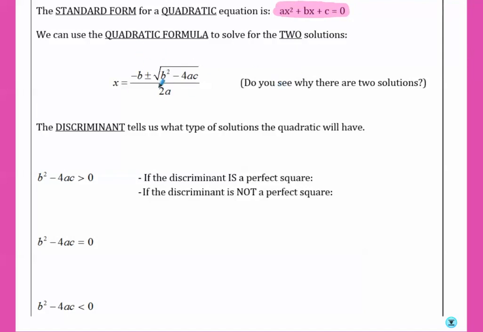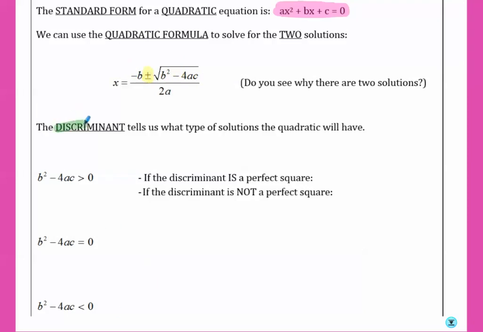This formula will give us two solutions. Why does it have two solutions? Two solutions come from the plus and the minus here. We'll have our answer where negative b is added to the square root, and we'll have it when negative b is subtracted with this square root.